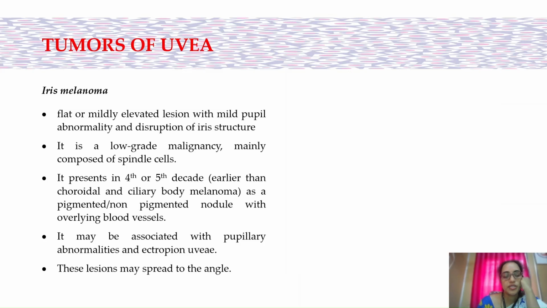So coming to tumors of uvea, uveal tumors, melanomas are the most common ones. They can arise from the iris, ciliary body, or the choroid. Iris melanomas are usually seen as flat or mildly elevated lesions in the pupillary area with disruption of the iris structure. It is a low-grade malignancy mainly composed of spindle cells, and it presents usually in the fourth or fifth decade, a little earlier than choroidal and ciliary body melanoma.